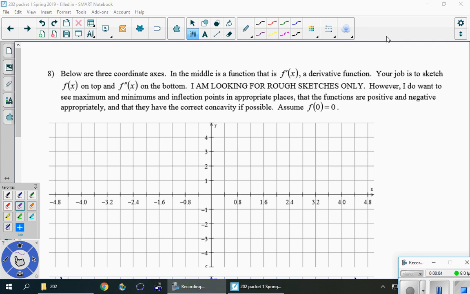Below are three coordinate axes. In the middle is a function that is f prime of x, a derivative function. Your job is to sketch f of x on top and f double prime of x on the bottom. I'm looking for rough sketches only.